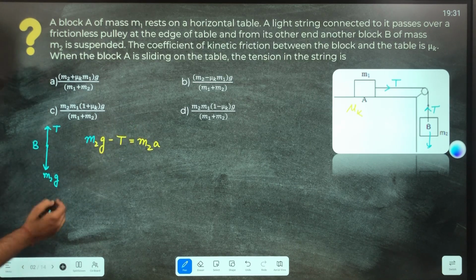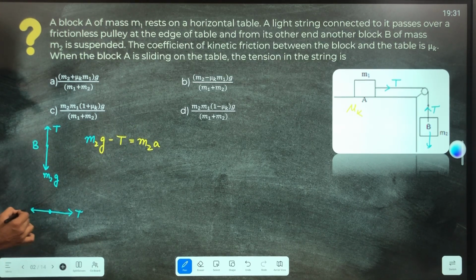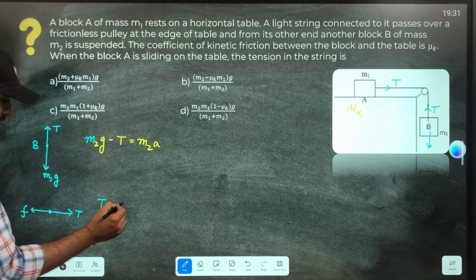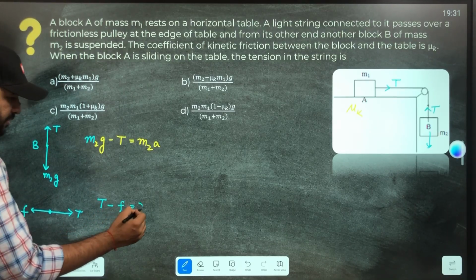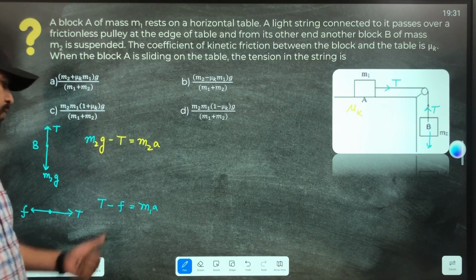For block A, the tension is acting in this direction. The friction is stopping it in this direction. Okay, and because of that, tension T is greater than the frictional force, and that is making it m1a, the acceleration in the first block. Clear?